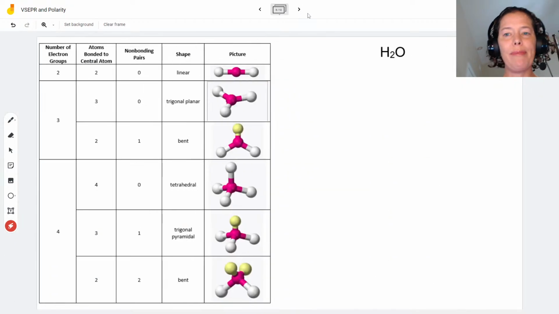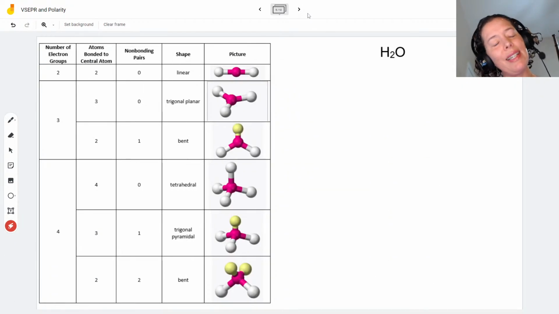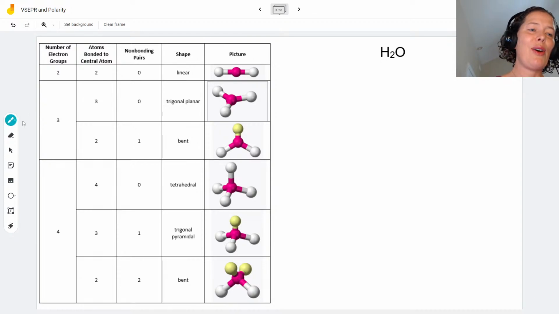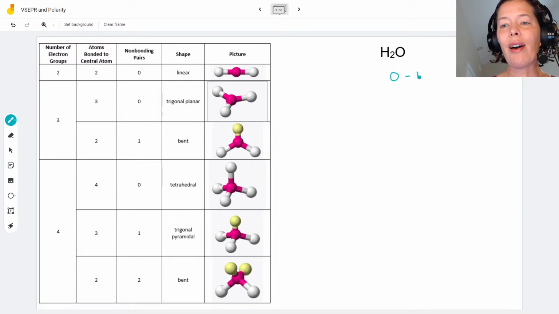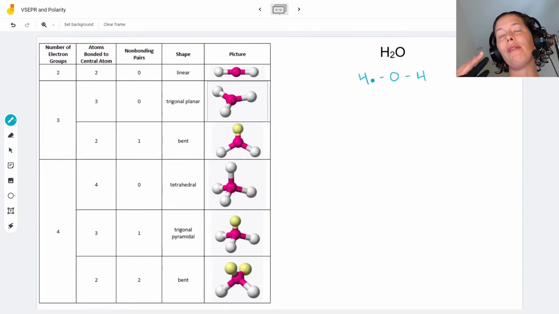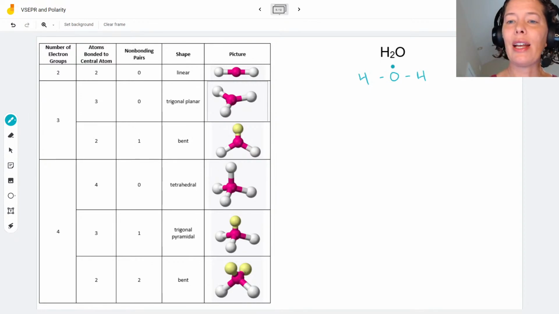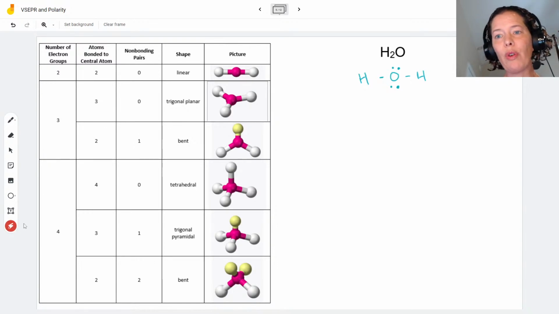Let's go on to the next one. We've got our classic. We've got water. So let's draw our Lewis structure for water. We have oxygen as the central atom. Again, this one was a little bit of an exception because usually the central atom is written first, but not in the case of water. And that oxygen has two non-bonding pairs, or two lone pairs. So what we're looking for is two atoms bonded to the central atom and two non-bonding pairs.